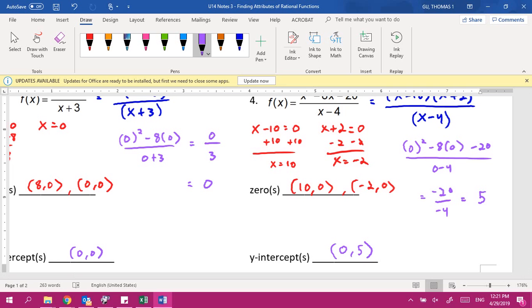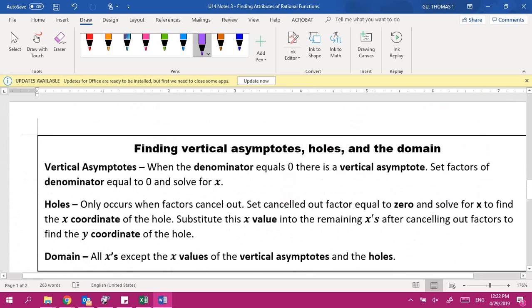So once you've written that down, turn to the back page. All right. So on the back side, we're going to be looking at how to find the vertical asymptotes, which we actually already talked about last Friday, the holes, and the domain. The domain is pretty simple.